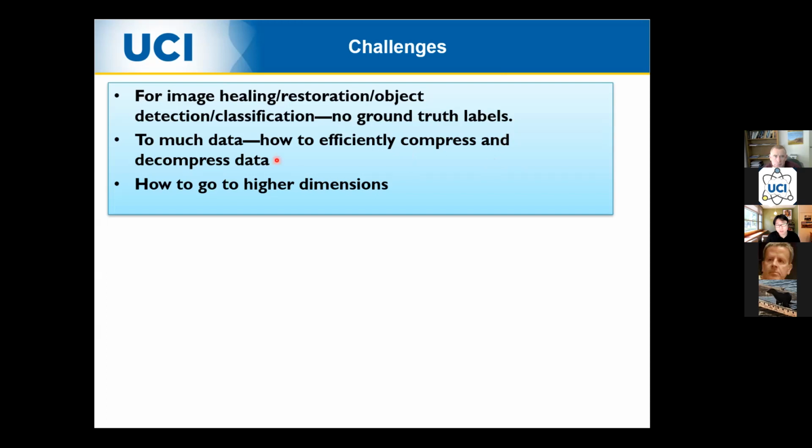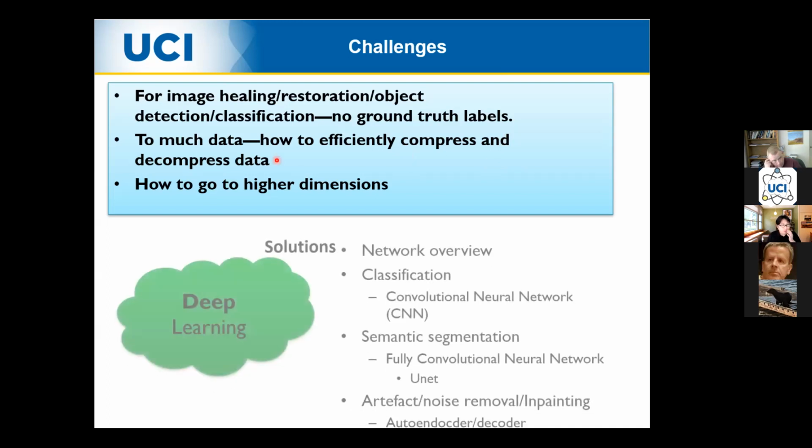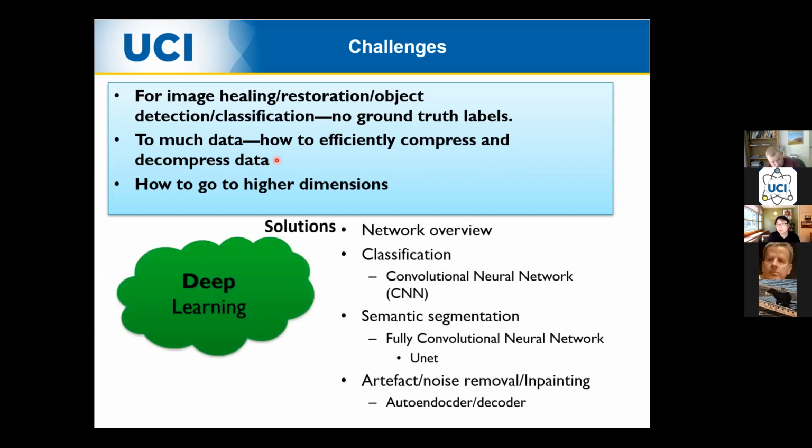And the next problem is with these really fast detectors, you almost generate too much data. And the question is, how do you efficiently compress it on the edge and decompress it later at a speed that is reasonable? Okay, and how to go to higher dimensions, basically three-dimensional imaging, right? So the solution we have now is the framework of artificial intelligence. I'm going to talk a little bit about that.